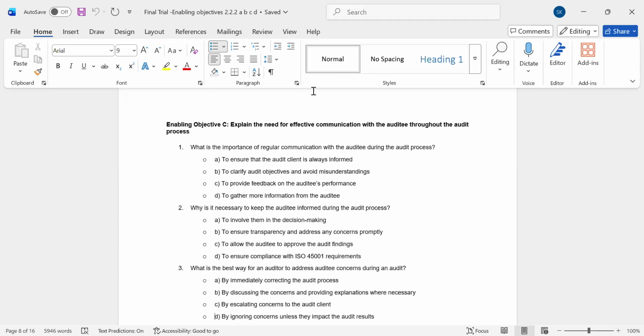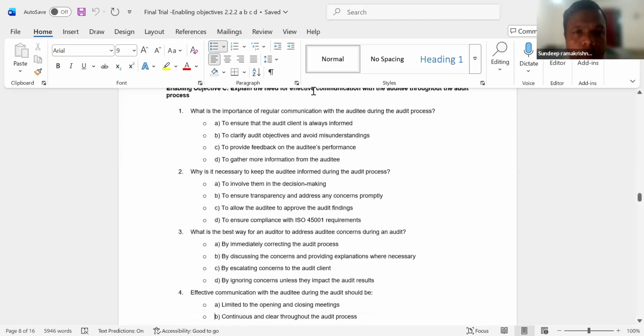To inform the audit client always during the audit is not required. After one stage or after performing certain tasks, or at the end of the audit, we are already informing the client whatever findings we have. Right. So B suits better. Yes, B is the best fit, right? Okay. Go to the next question.